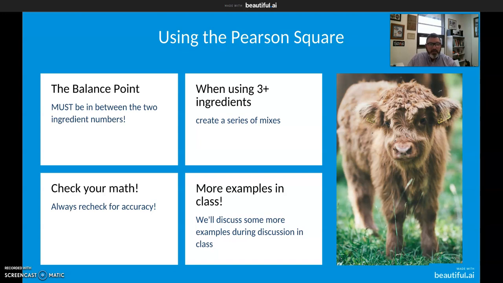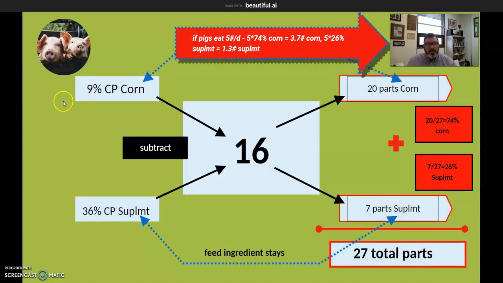So as I back up here, these two numbers on the left side, the 9% and the 36, this number in the center must be somewhere in between these two numbers. So let's say, for example, I propose that you would use 9% crude protein corn and 12% crude protein oats to create a 16% diet.